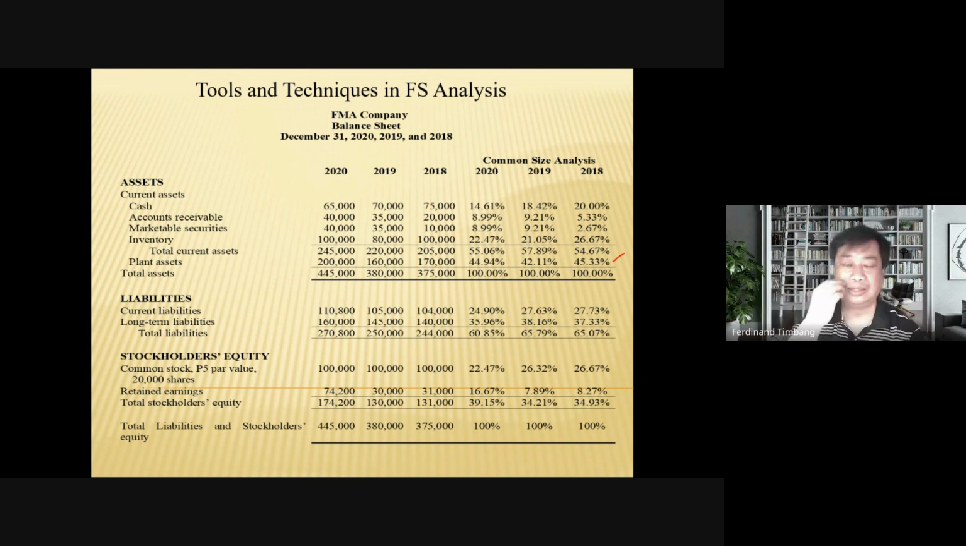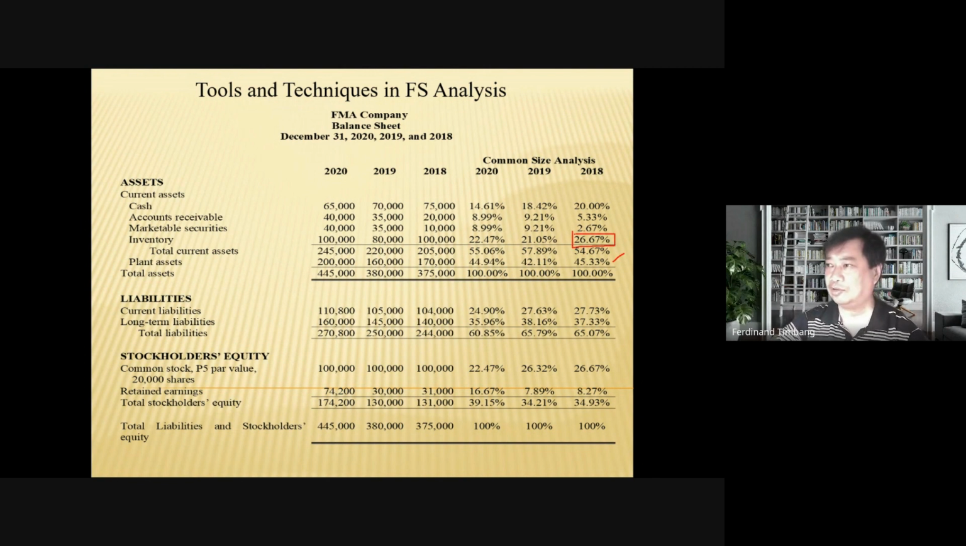Pero hindi part ng ating lessons yan. Pero there is a tool also to determine whether the plant assets are too much or less to support the sales of the company. So meron tool dyan. Ang tawag doon, additional funds needed. And we have to determine based on the fixed to sales ratio. Ayan. Once the company is operating 100%. But anyway, for the purpose of our analysis dito, titingnan natin ito.